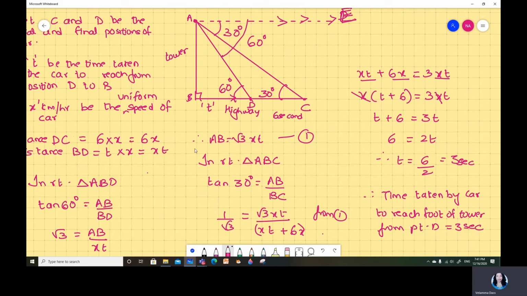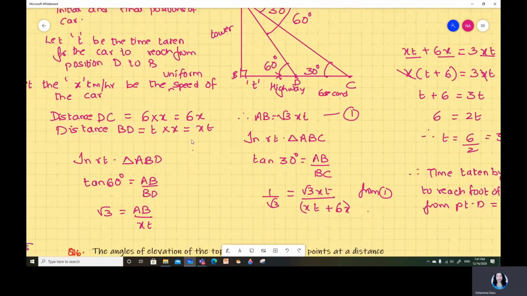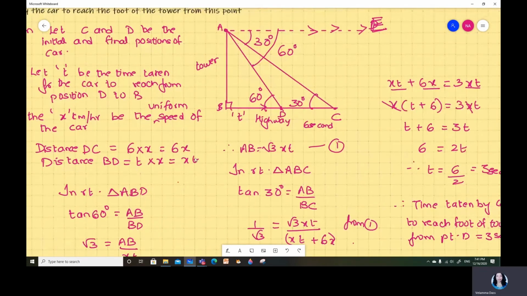I hope you have understood this. Basically, here we are using the fact that it is uniform speed, and we need to calculate the distance BD. Distance is speed into time, and here the time was already given, so it was very easy to find the distance, speed into time. Here also the speed into time concept. We took the two right angle triangles, the common side was equated, and we got the time very easily.